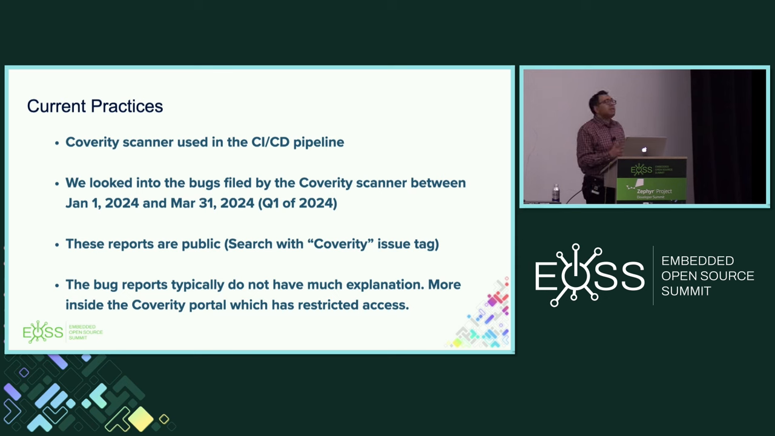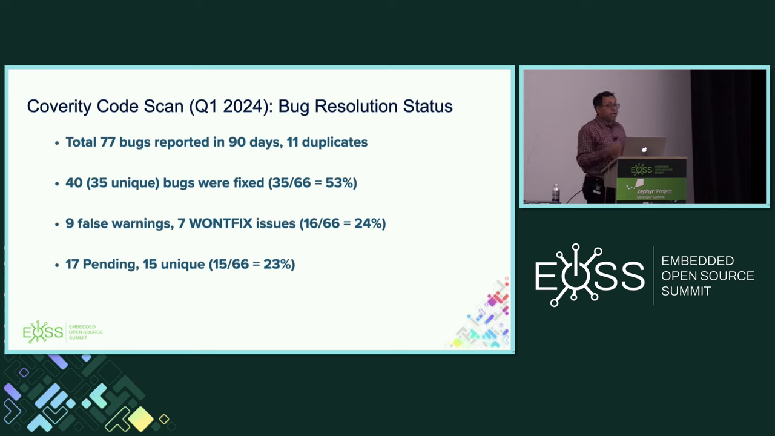But the bug reports typically do not have that much explanation. Oftentimes it's just a heading saying, okay, this is a bug, and for more, look into this, and then they point to the Coverity portal, which I did not have access to. So in some of the cases, when we looked into these bugs, we hoped that we would be able to look more closely and give our judgment of whether this is a true positive or false positive. But in many of the cases, we were not able to do that. We were only looking at the GitHub commits and so on. So for these particular things, we relied more on how the community responded to the bugs. And the community response was actually pretty good.